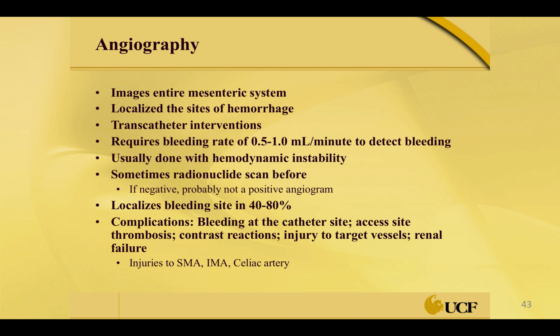Angiography images the entire mesenteric system, and can also pinpoint localized sites of hemorrhage. It's done through transcatheter interventions. It requires bleeding rates of higher than 0.5 to 0.1 to be sensitive to bleeding. And it's usually done with hemodynamically unstable patients.